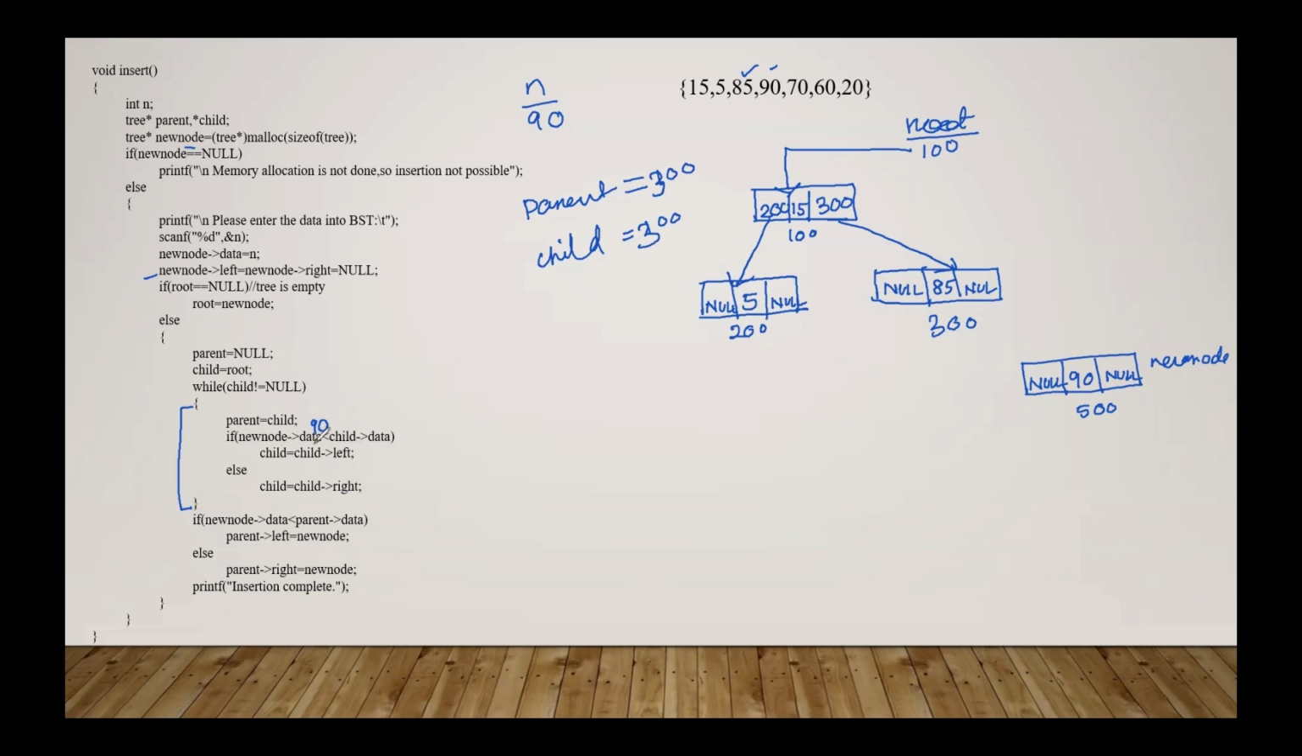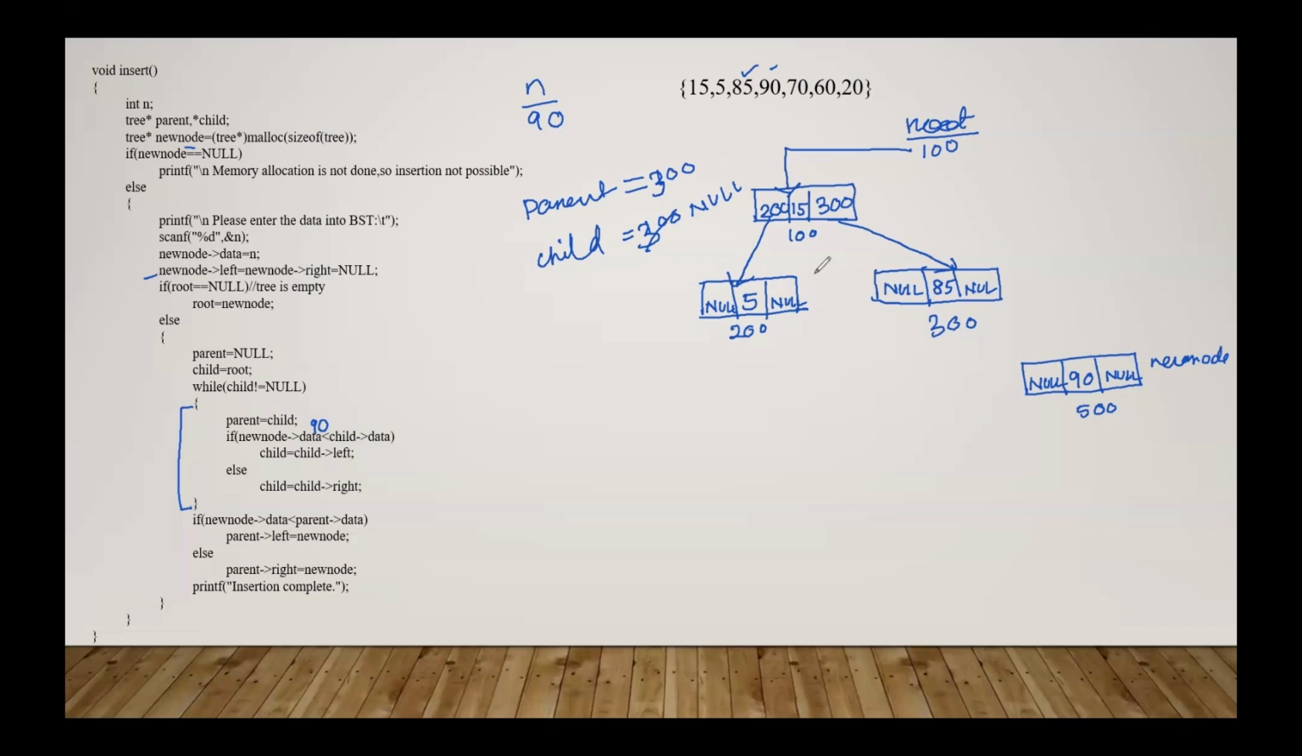If new node data, that is the 90, is less than child data. What is child? 300. Where is the 300? 300 is here. Data is 85. Is 90 less than 85? No. Then it will go to child equal to child right. Child is 300. Child right is null right now. It will go to the starting curly bracket. Child is not equal to null. It is false right now.